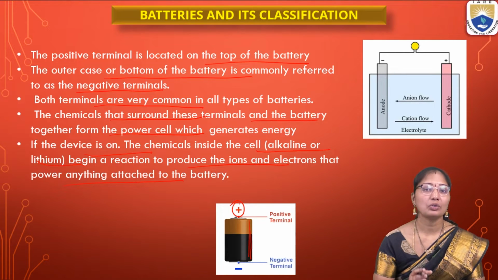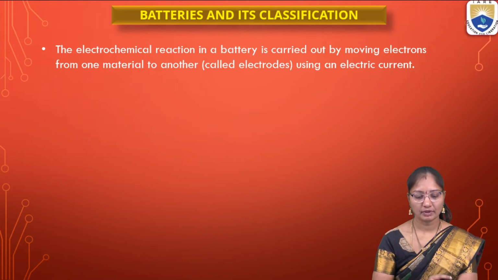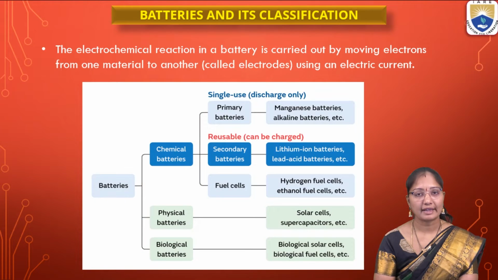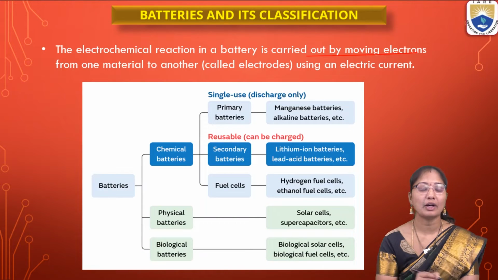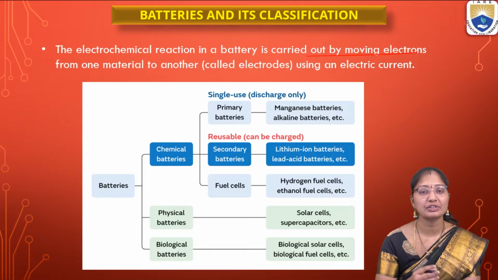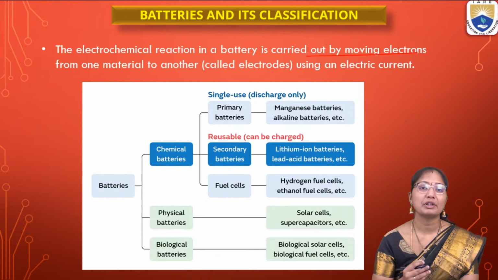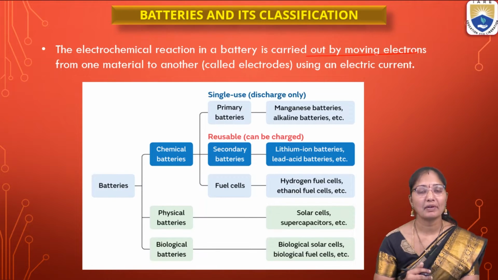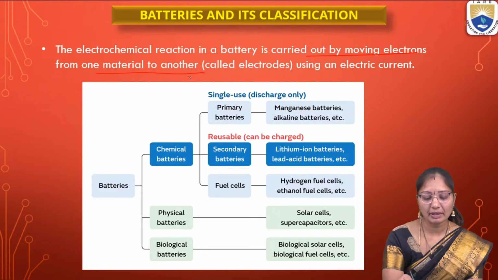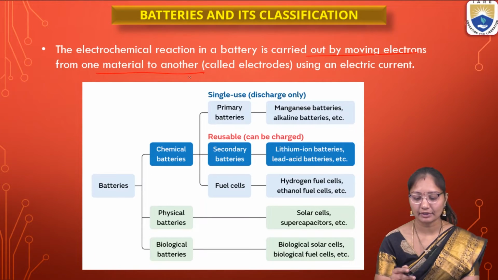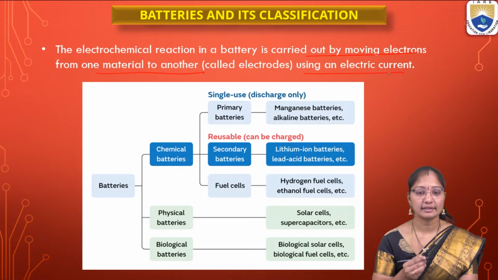So this is how the battery works. The electrochemical reaction in a battery is carried out by the movement of electrons inside it. When the power is on, the electrochemical reaction starts. This generates the movement of electrons, which generates the power in the battery, from one material to another, called electrodes, using an electrical current.